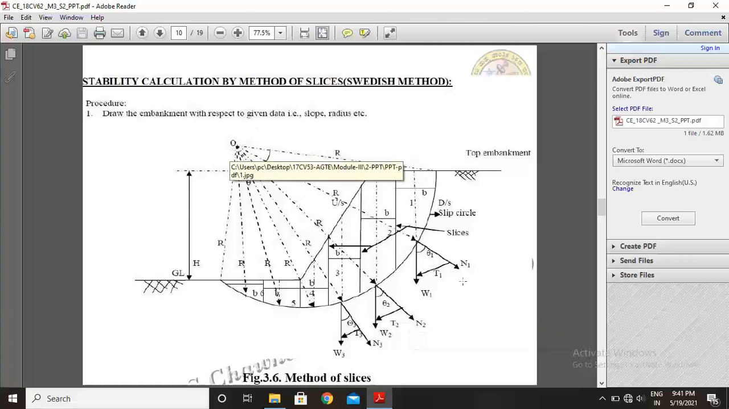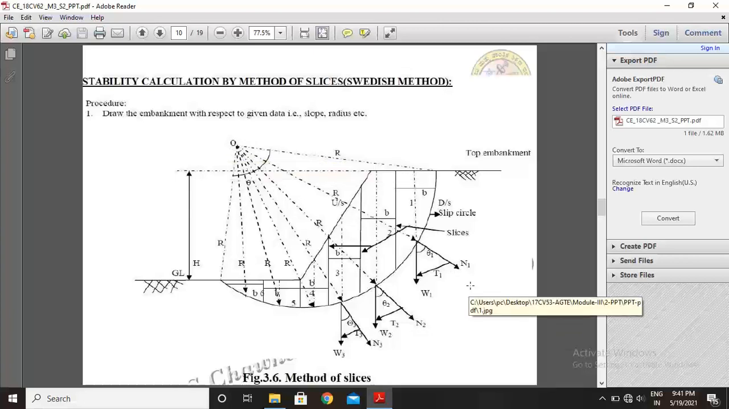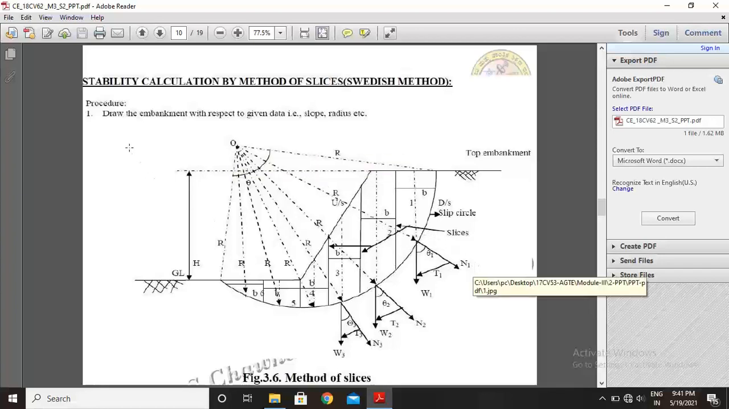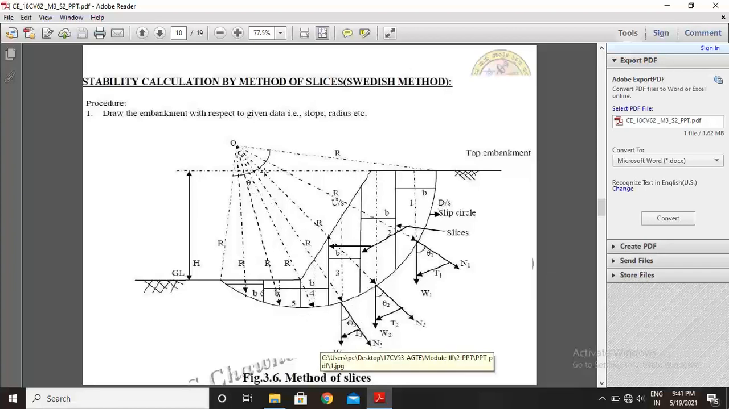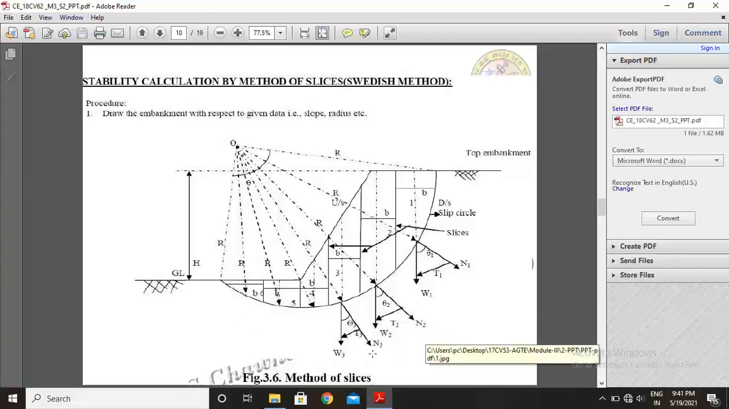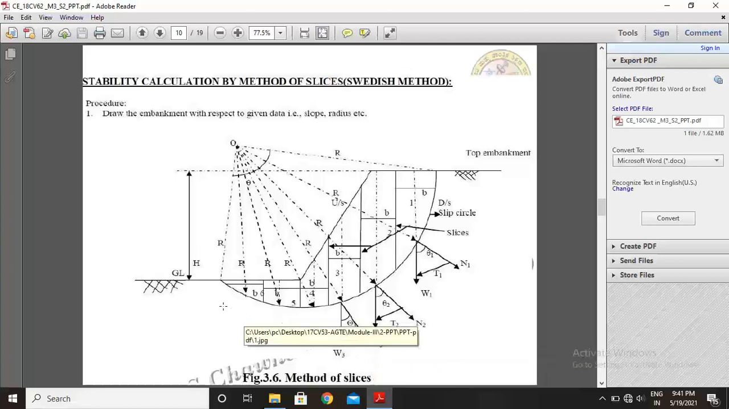After selecting the self weight downward from the center of each slice, now you locate the normal force passing through these points from O. Draw these lines from O. So you locate these as N1, N2, N3, N4, N5, N6, etc., up to the number of slices you have selected.